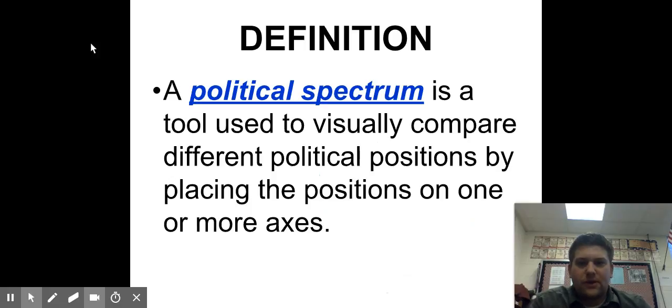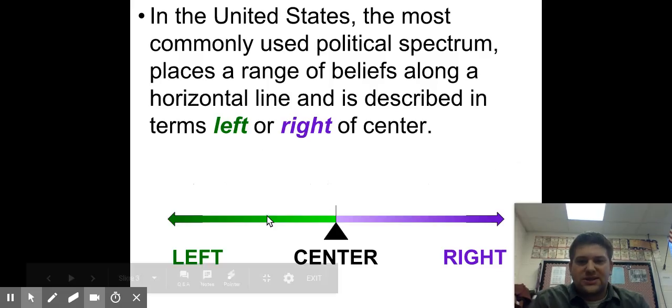So the political spectrum is a tool used to visually compare people's political ideology, or their beliefs in government and politics, by placing them on one or more axes. We will use the one axis political spectrum, but later in the trimester, we'll talk a little bit about the double axis, where there's an X and a Y axis, because we can tell a lot more about a person's political philosophy and ideology when we place them on that. But for simplicity, our country a lot of times just uses the single axis political spectrum, which looks similar to this, right?